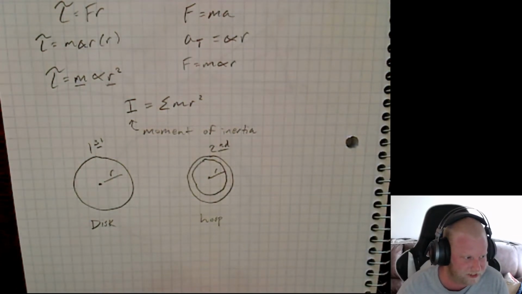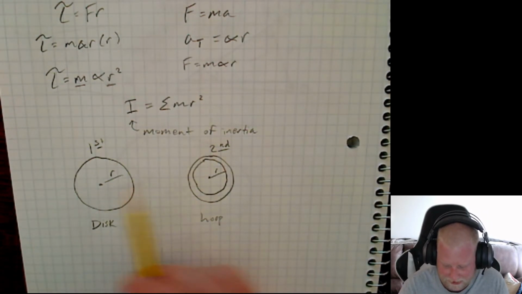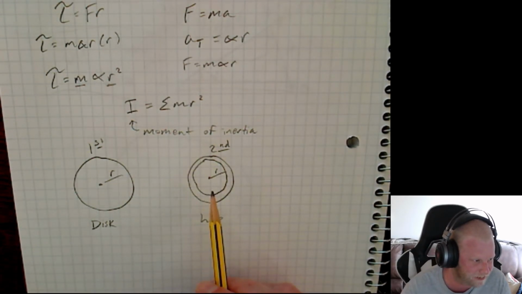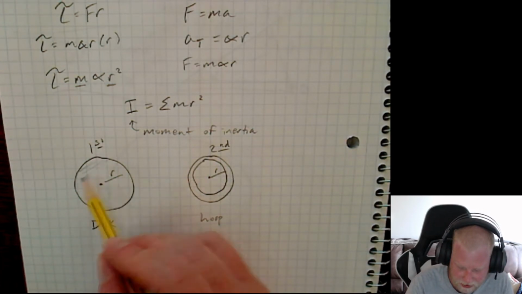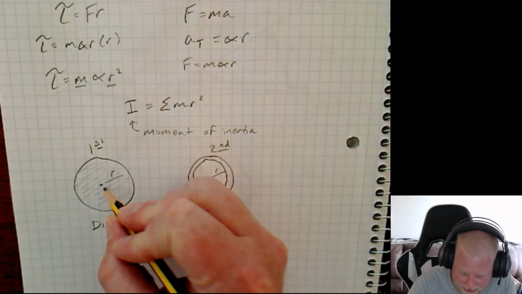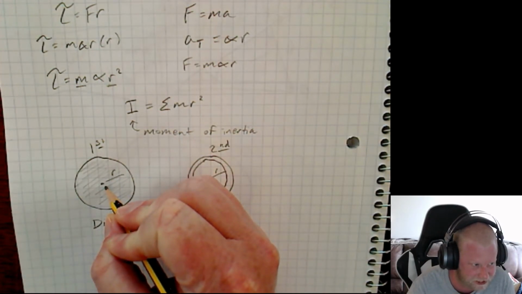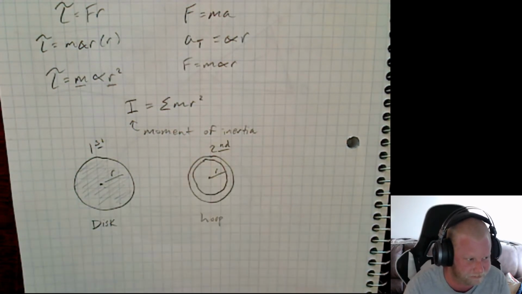Well, why does your disk have a lower moment of inertia? Again, assuming these are the same size and have the same mass, the disk has its mass distributed all throughout. You have some of the mass real close to the center of rotation, and you have some of the mass far away from the center of rotation.